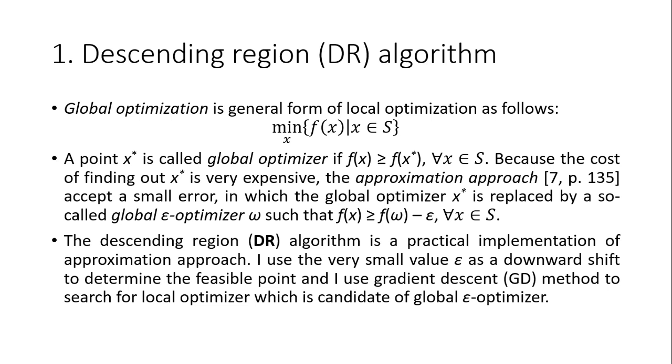I use the very small value epsilon as a downward shift to determine the feasible bound, and I use the gradient descent GD method to search for the local optimizer, which is the candidate of the global epsilon optimizer.